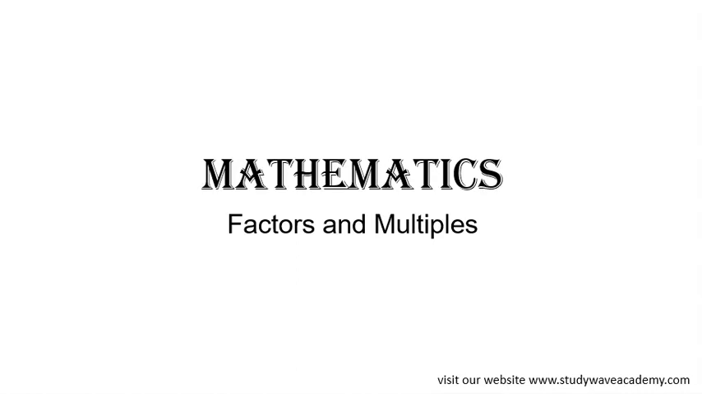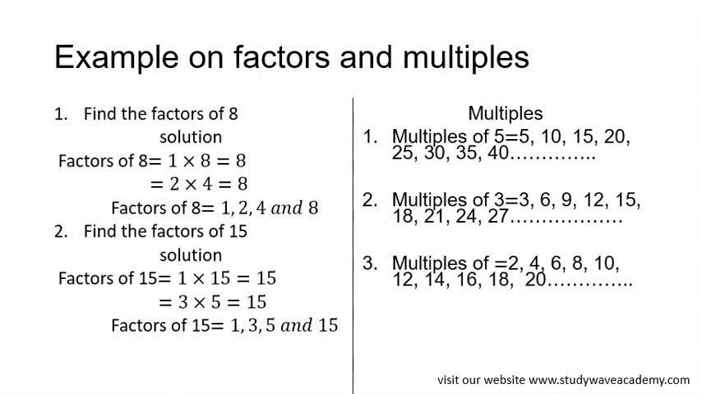Factors are numbers that can be multiplied together to get another number, and multiples are the result of multiplying a number by another whole number. You're not confused, right? We're going to be looking at examples on this to help us understand what we're talking about, okay? So let's look at some examples on factors and multiples. Remember, I said factors are numbers that can be multiplied together to get another number. We are going to be starting with factors, okay?